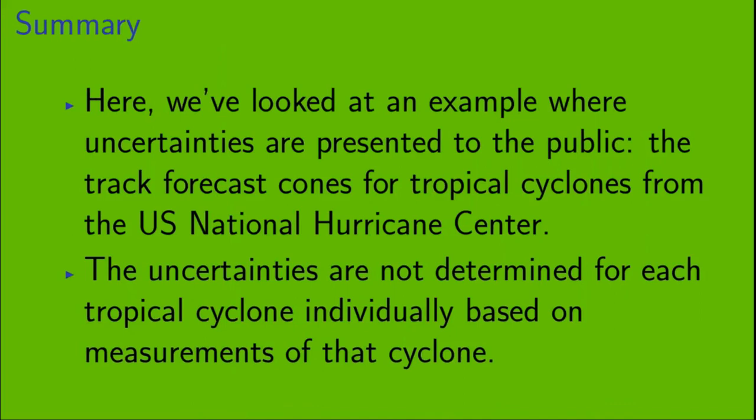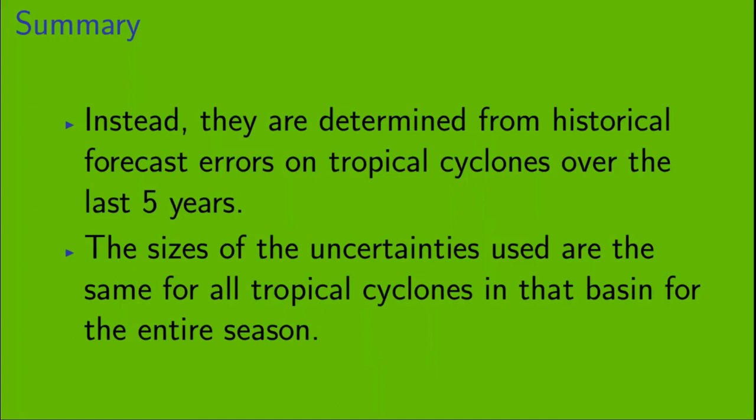Okay, so let's briefly summarize. So here we looked at an example where uncertainties are presented to the public, the track forecast cones for tropical cyclones from the U.S. National Hurricane Center. Now, an important point is that the uncertainties are not determined for each tropical cyclone individually based on measurements of that cyclone. Instead, they're determined from historical forecast errors on tropical cyclones over the last 5 years. And the sizes of the uncertainties used are the same for all tropical cyclones in that basin for the entire season.